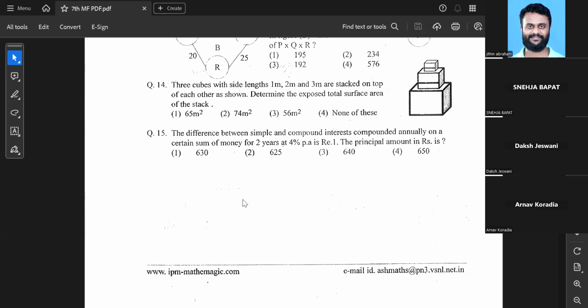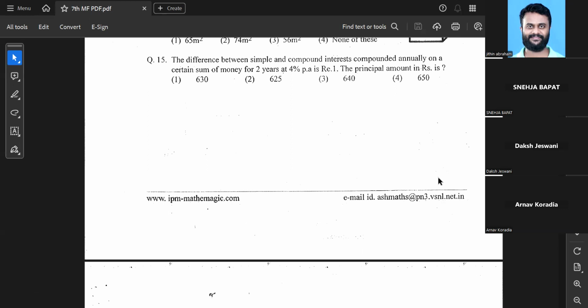Okay. So dear children, let's proceed further. The difference between the simple and compound interest compounded annually on a certain sum of money for 2 years at 4% per annum is rupee 1. The principal amount is how much?